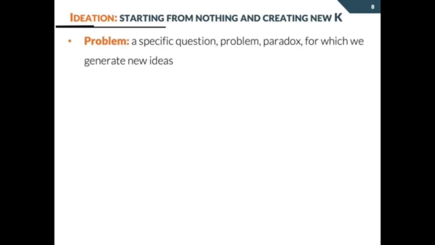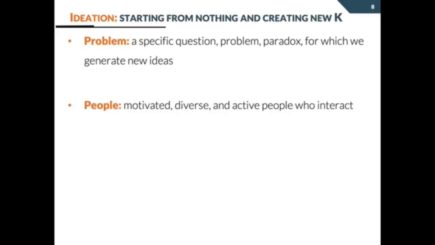In terms of ideation, the suggestion is that it's best if ideation starts with a problem, something that we don't know, something which is paradoxical. How can we reduce the problems that customers offer or customers complain about?